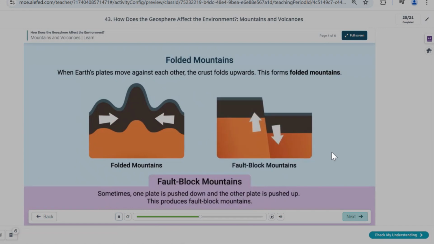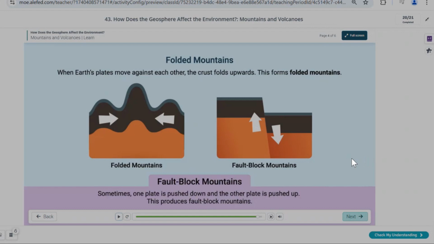Sometimes one plate is pushed down. So sometimes one plate goes up and then the other plate goes under. Okay, this is called fault block mountain. It's a different type of mountain. And the other plate is pushed up. This produces fault block mountains.